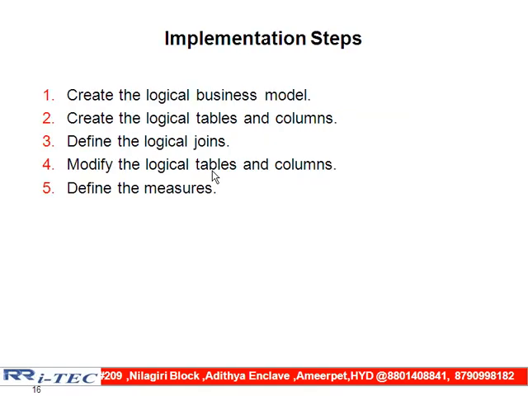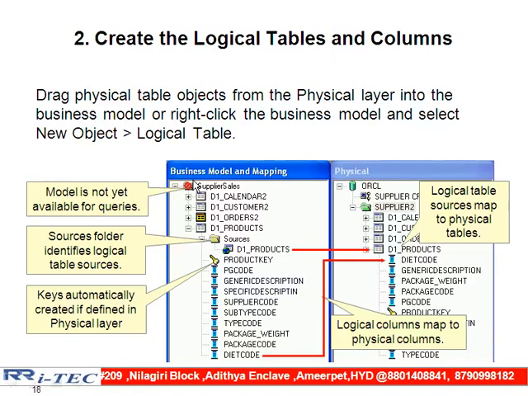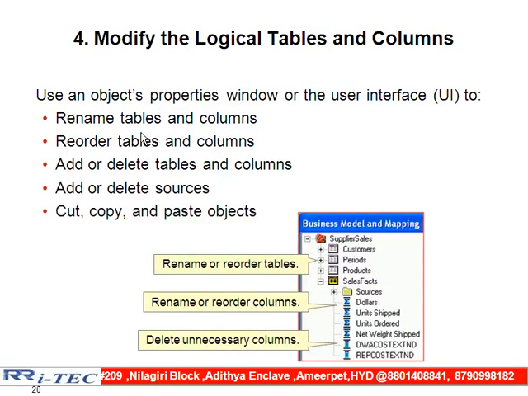Next, these are the steps you understand. If you go step-wise, you right-click and make the business model. Next, we create the logical tables just by dragging and dropping, or by using New Object, Logical Table. Then we went for defining the logical joins. Then we went for modifying logical tables and columns. In that one we understand renaming tables and columns. Did you know or not? Reorder tables and columns. Did you know or not? We need to follow the order.